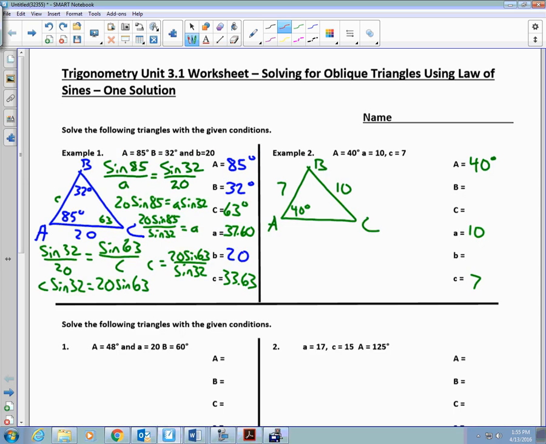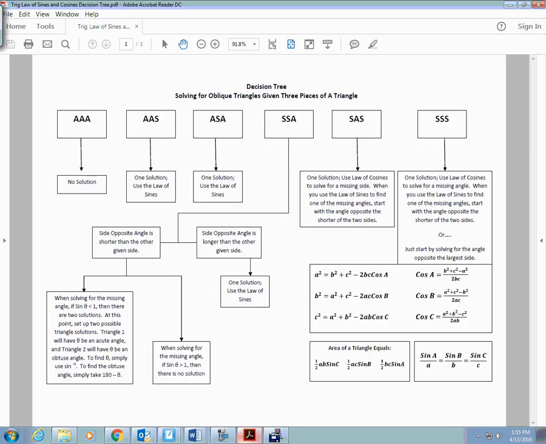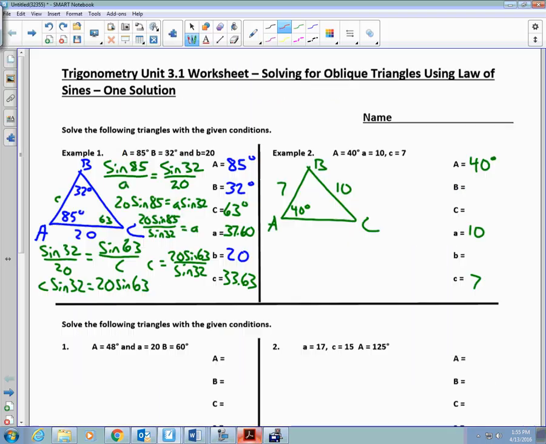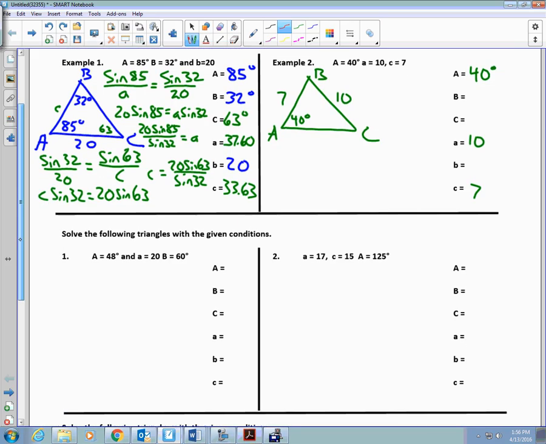Is the side opposite the angle longer than the other given side, or is it shorter? Longer. All the ones I give you today are longer. And that's good news, because if it's longer, then there's just one solution, and we can just solve it like we normally would. If that doesn't happen, then things get a little bit crazy. So let's try this. We can solve it using the law of sines.